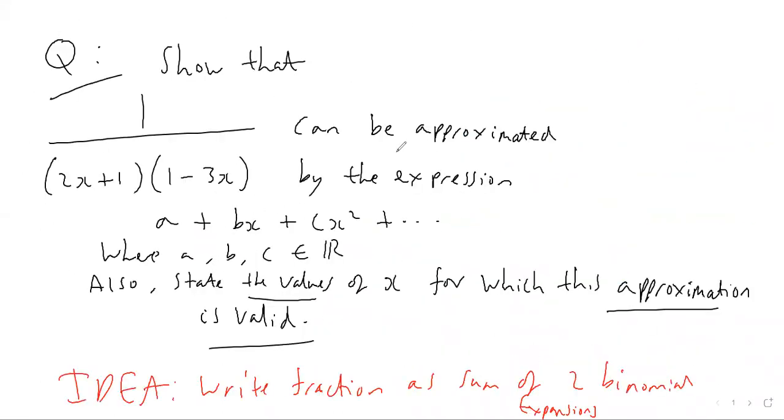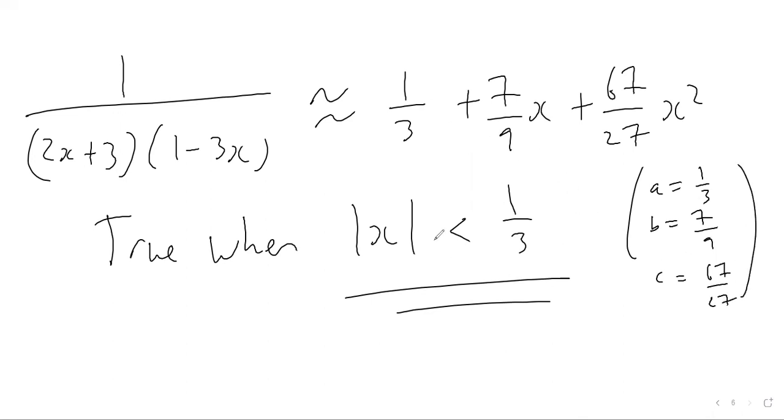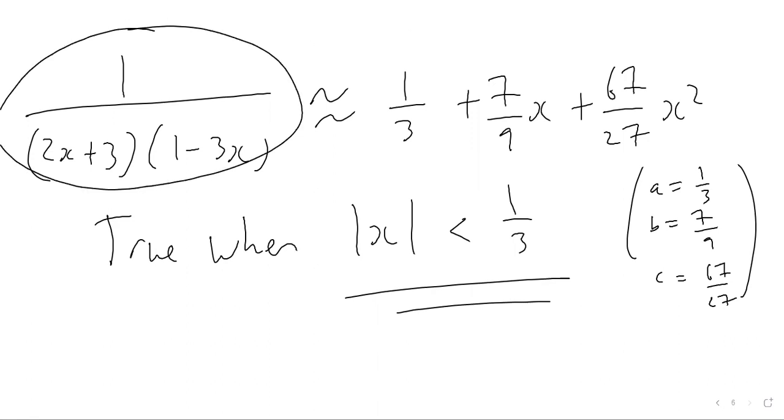The question asked us to show that it can be approximated in the form a plus bx plus cx squared. We've done that here. Your a value would be 1/3, your b value 7/9, your c value 67/27. So these are our values, and this fraction is approximately this fraction when the modulus of x is less than a third. You can use this approximation to approximate values of this result.